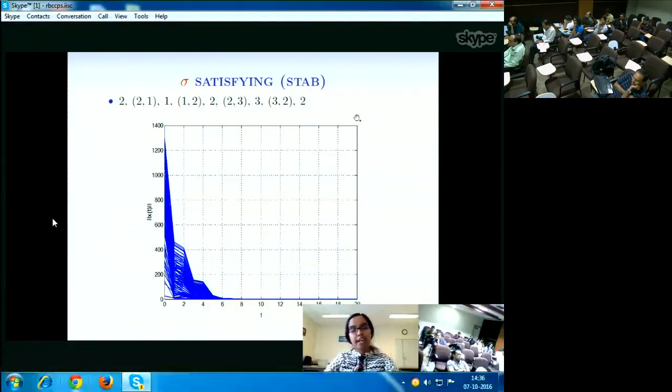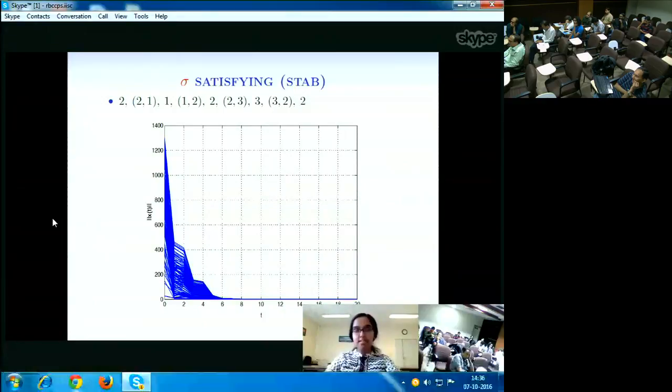Now we generate an infinite loop by repeating this circuit, and we are interested in the switching signal corresponding to this infinite one. So we sample the initial conditions uniformly at random and apply this switching signal. So here is a plot of the norm of the trajectory with time. So our claim of global asymptotic stability is verified with this example.